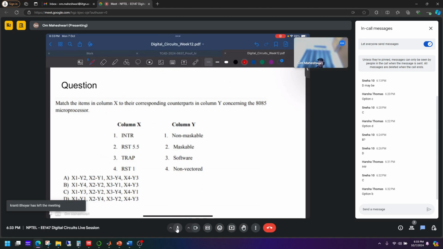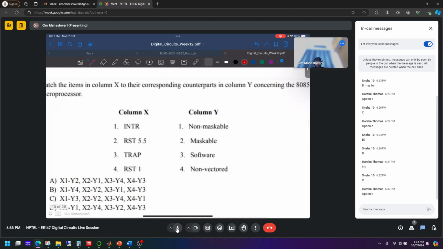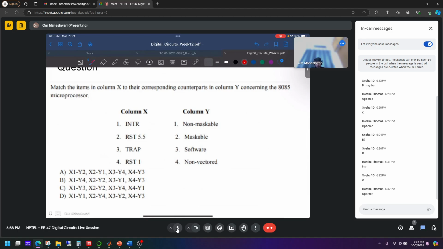Okay, so what is the answer here? It is option B. We can just match it here. INTR is non-vectored. RST 5.5 is maskable. Trap is non-maskable. RST 1 is a software interrupt. So this is the software interrupt. All the rest, the RST 5.5s, trap and INTR, are hardware interrupts. So this corresponds to option B.